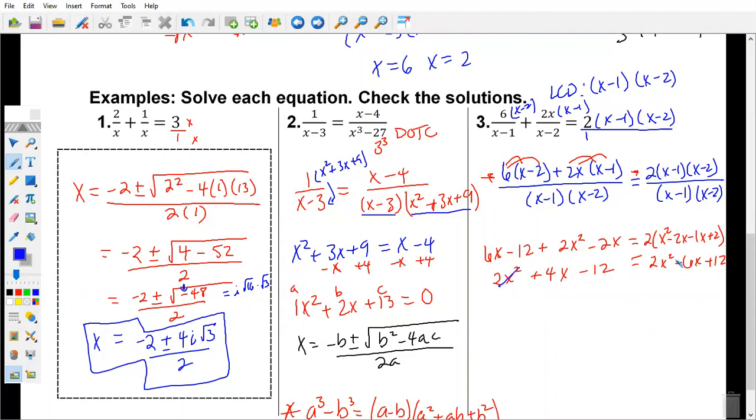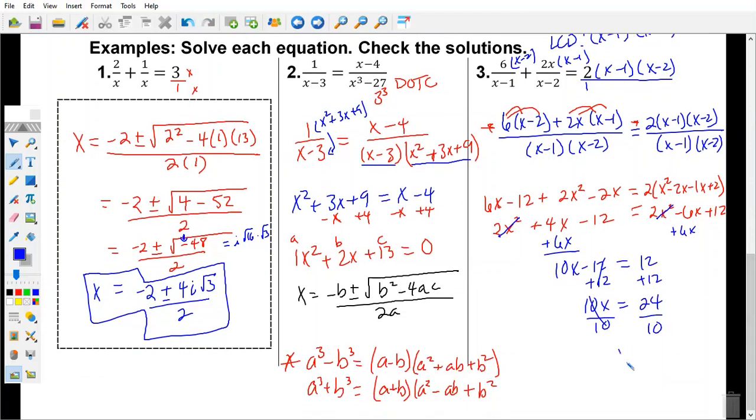So notice I have 2x squared on both sides, so it's going to cancel each other out. And then I'm going to combine like terms and get, in this case, it's just going to be x by itself. So I add 6x. And that gives me 10x minus 12 equals 12. I'm going to add 12. And I get 10x equals 24. Then I divide by 10. So then we end up with x equals 2.4. Okay, then I can go back, plug it in, test it out, make sure I did it right. I would suggest using your calculator to check it.